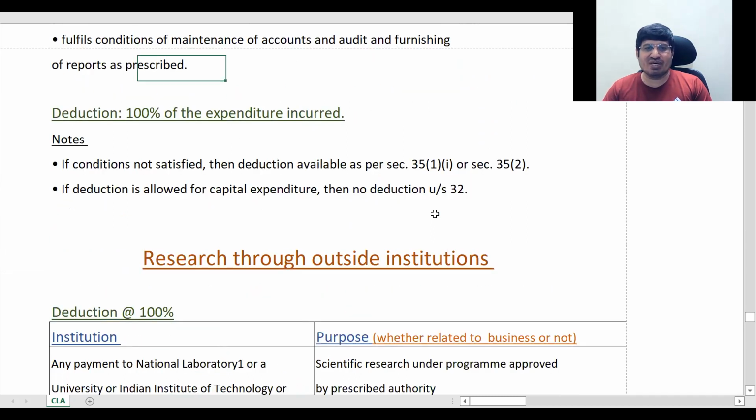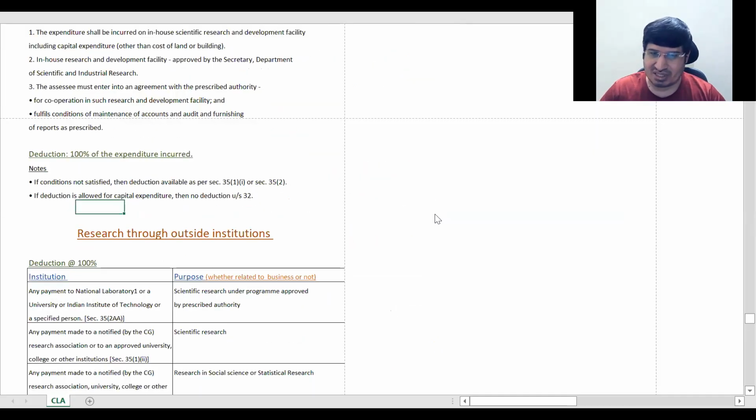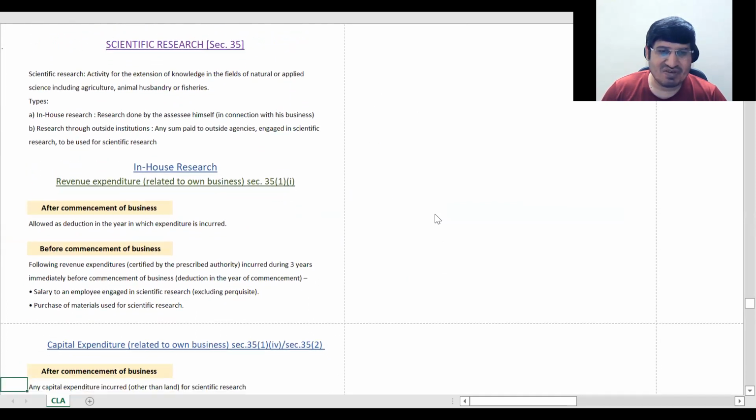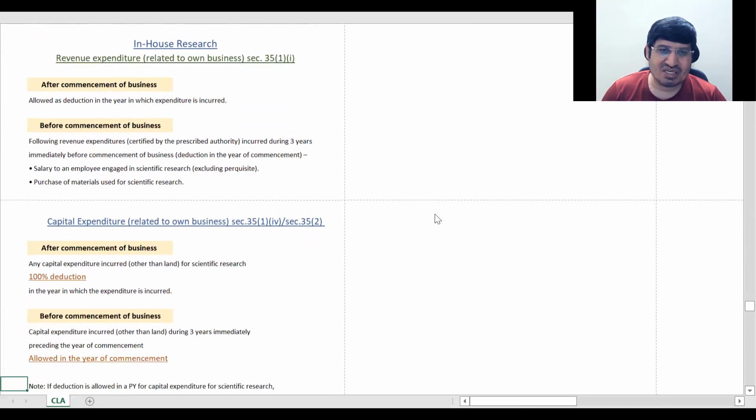Okay, so that's all. If these conditions are satisfied, you will get full deduction. यहाँ पे जो है here we have completed in-house research. ठीक है, हमने in-house research में हमने क्या देखे? So this was the scientific research which we did. Okay, in scientific research, we saw in-house research first. Okay, in in-house research, we saw what? Capital expenditure and revenue expenditure. Okay. So, and in both we saw after commencement and before commencement.